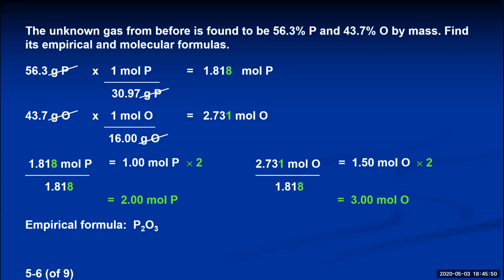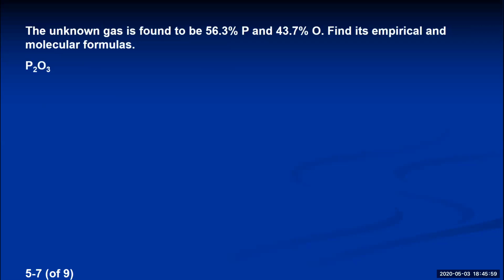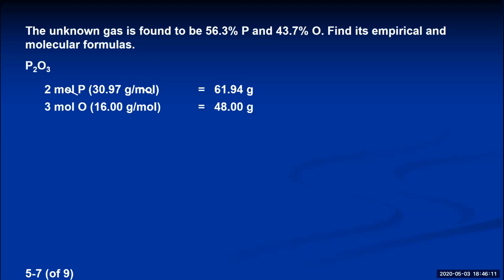That's your empirical formula. To get a molecular formula, we need to calculate the molar mass of our empirical formula P2O3. So to do that, we're going to take 2 moles of phosphorus, multiply by 30.97 grams per mole. That comes out 61.94 grams. And then we'll take 3 moles of oxygen multiplied by 16.00 grams per mole. That comes out 48.00 grams. Add these up, and the molar mass of P2O3 is 109.94 grams.